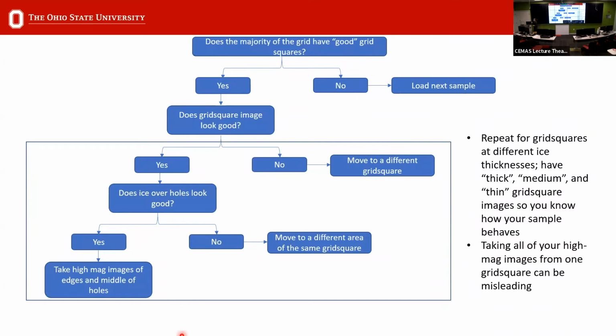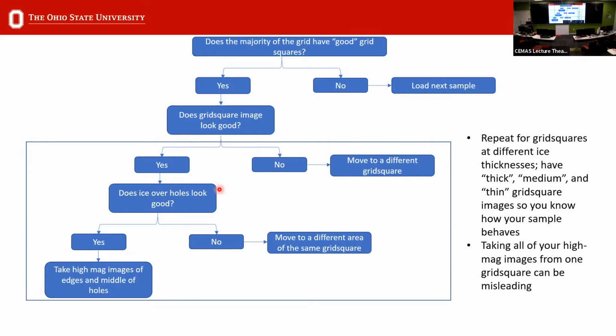So do my grid square images look good? If the grid square I'm on looks good, then I'll go on to the next EPU magnification setting. If not, then I immediately move on to the next grid square. So again, it's not worth the screening time to fight a bad sample trying to get good images from it.